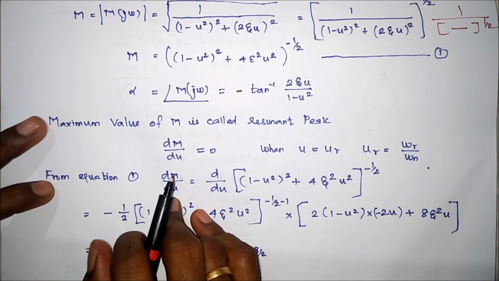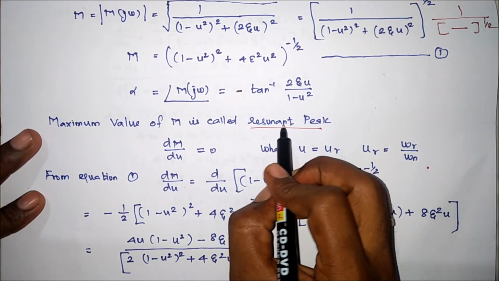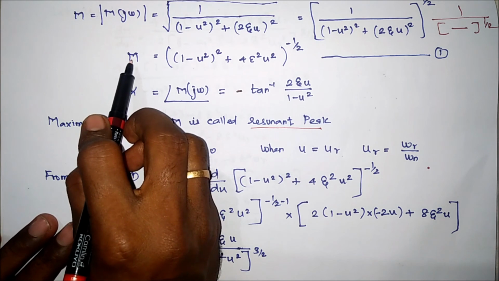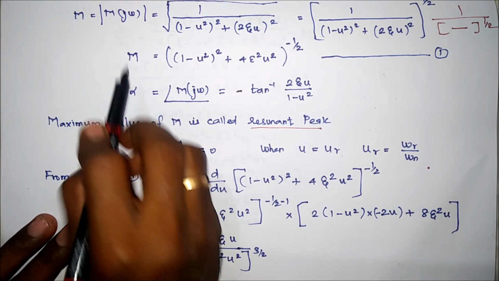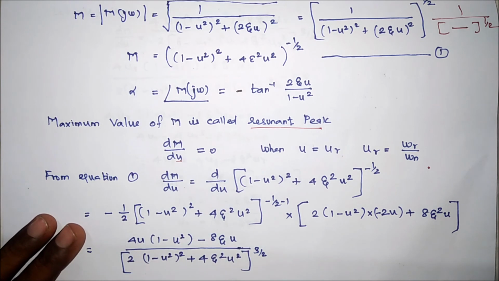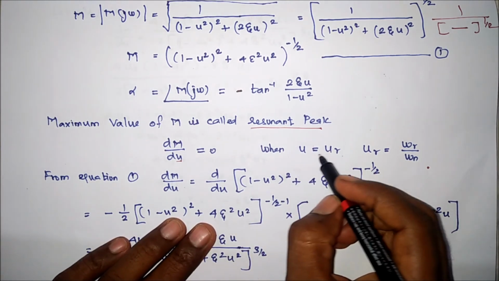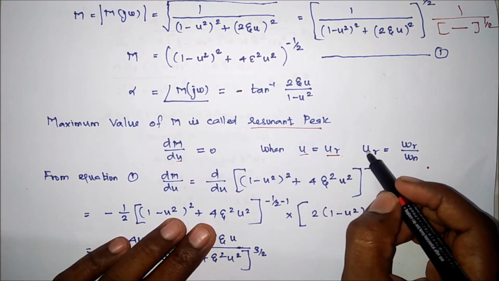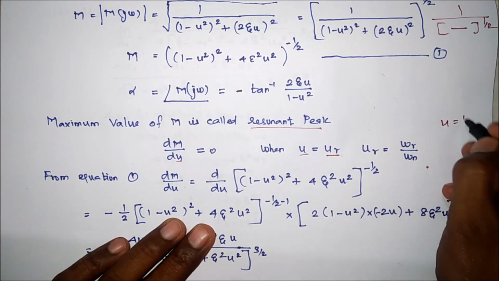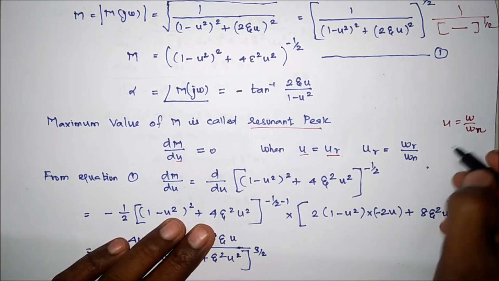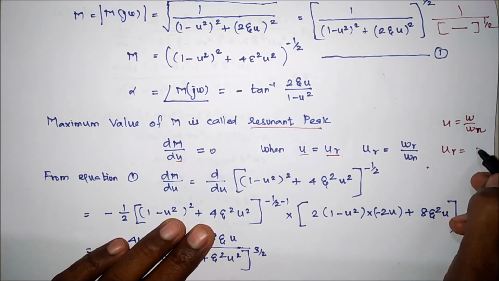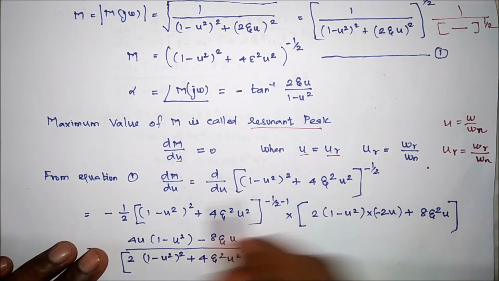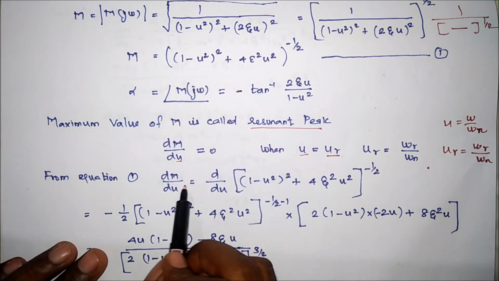So now we know according to the concept resonant peak. Resonant peak means maximum value. So to find the maximum value, we have to differentiate magnitude with respect to u, then we have to equate to 0. So at that time we can say maximum value of u equal to ur. Therefore we already considered u equal to omega divided by omega n. So here at maximum u equal to ur means omega will become omega r, then divided by omega n. So now we have to differentiate this equation number 1.